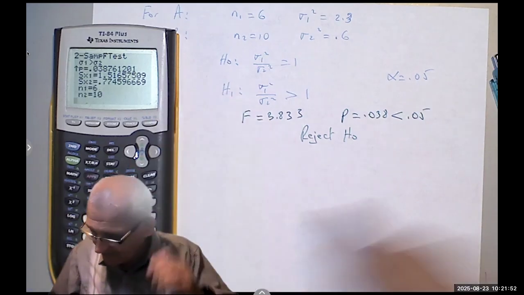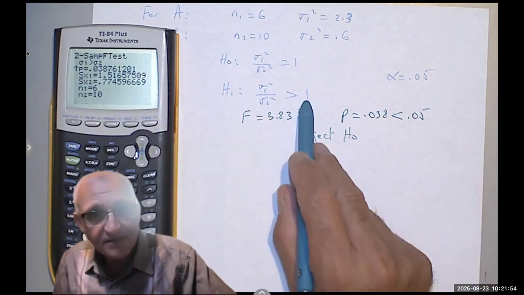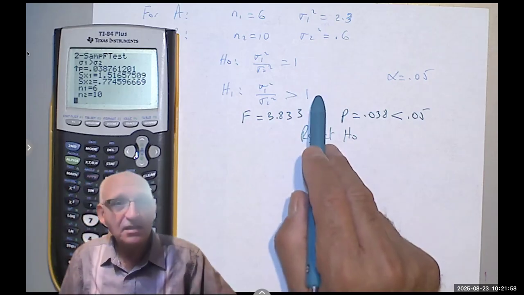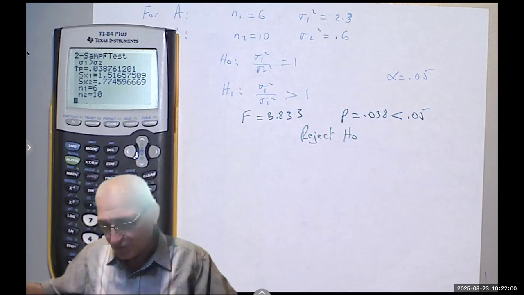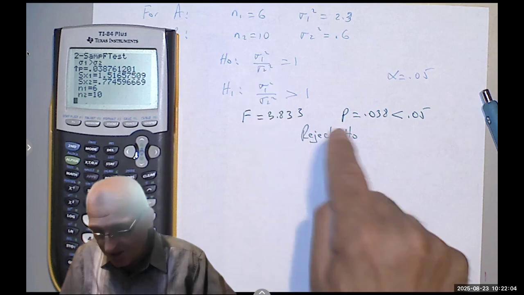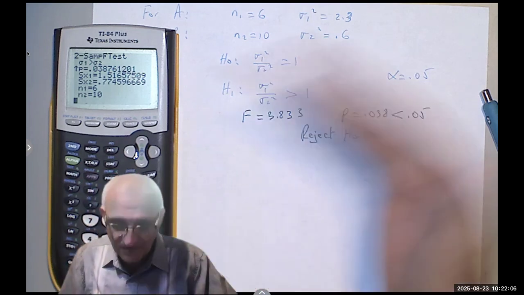Notice that if I do a confidence interval, the lower limit would be higher than 1, and the upper limit, of course, would be infinity. So the 1 will not be included. Since I rejected it here, then the confidence interval reflects that.